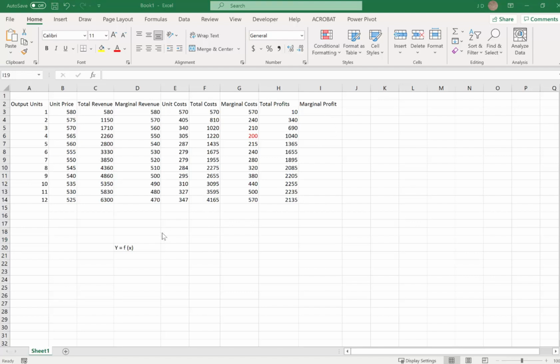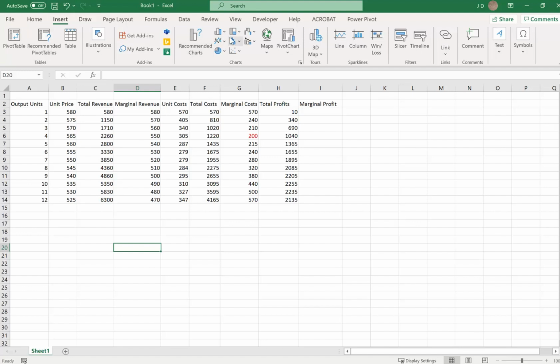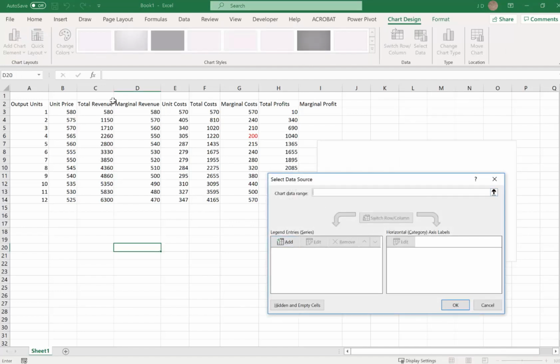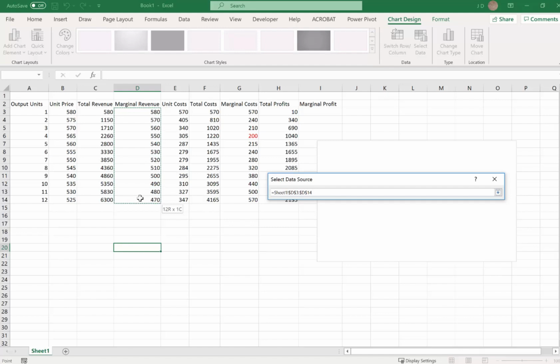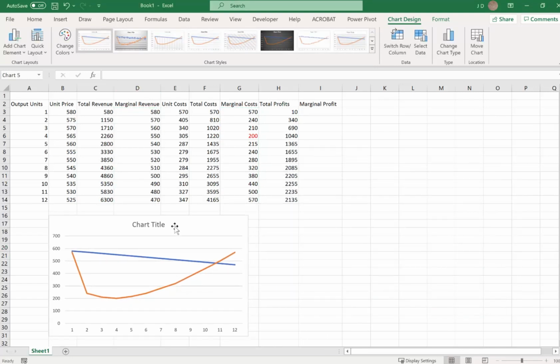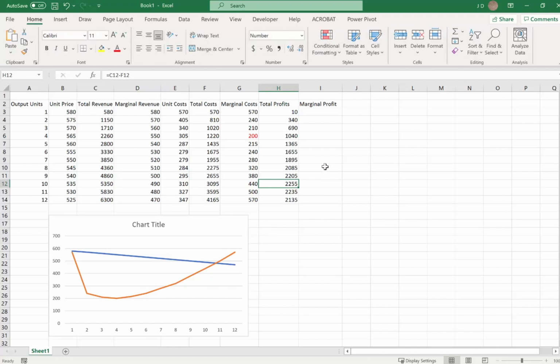So if you graph this, we can see here. Let me graph this. I'm going to insert a graph, 2-dimensional. I'm going to add data. The data range is marginal revenue here, and then marginal cost here. So this is how it looks. The blue line is your marginal revenue, and the orange line is your marginal cost. So this is where the profit is maximized, right here.